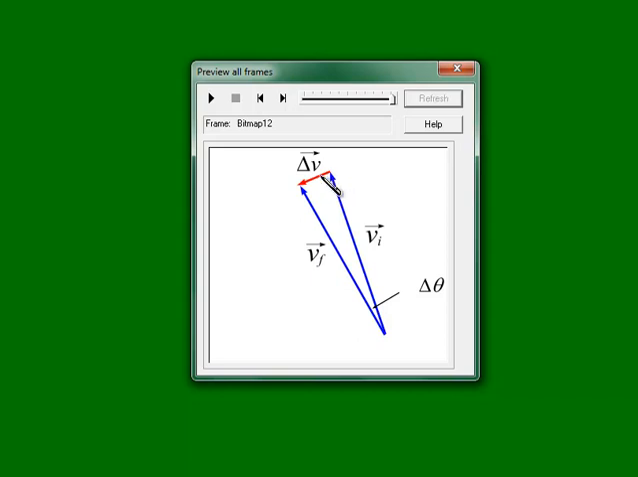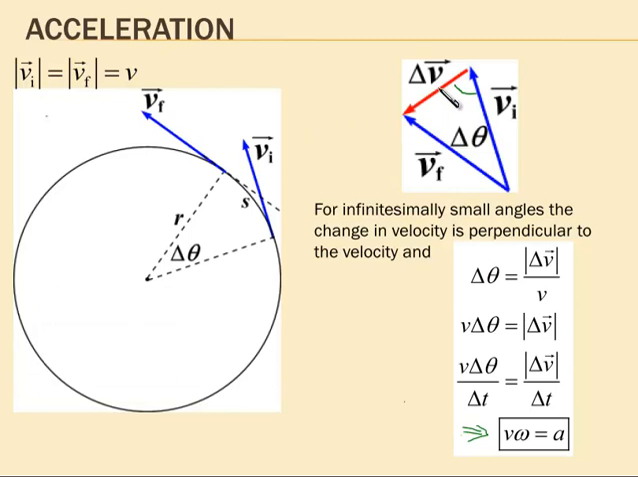So that means the change in the velocity would be at 90 degrees to the velocity of the particle at all times. So what is the direction at 90 degrees to these velocities? Well, in this case, the change in the velocity would be pointing like that here, and here the change in the velocity would be pointing like that. So notice the change in the velocity is always pointing towards the center of the circle.